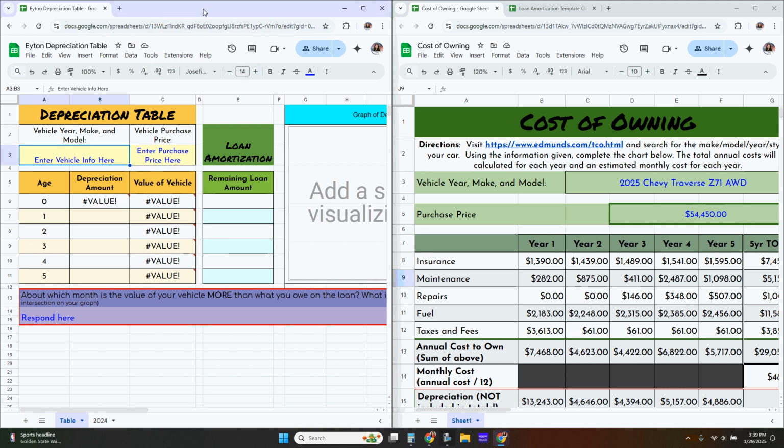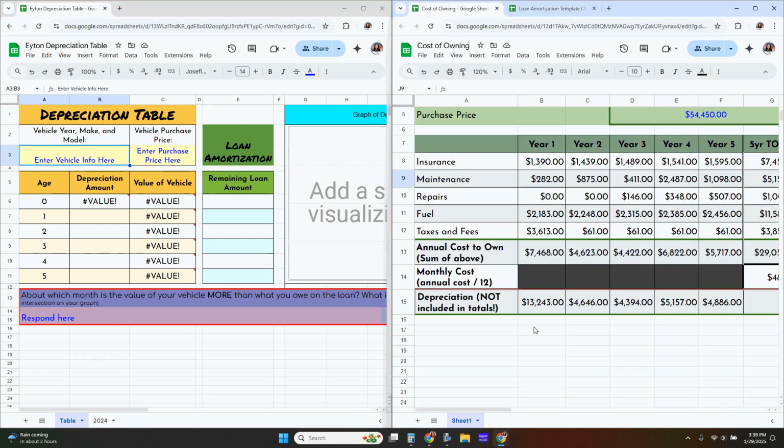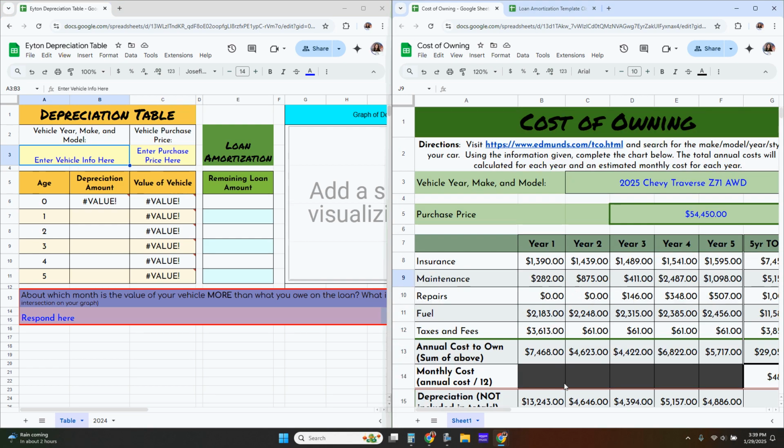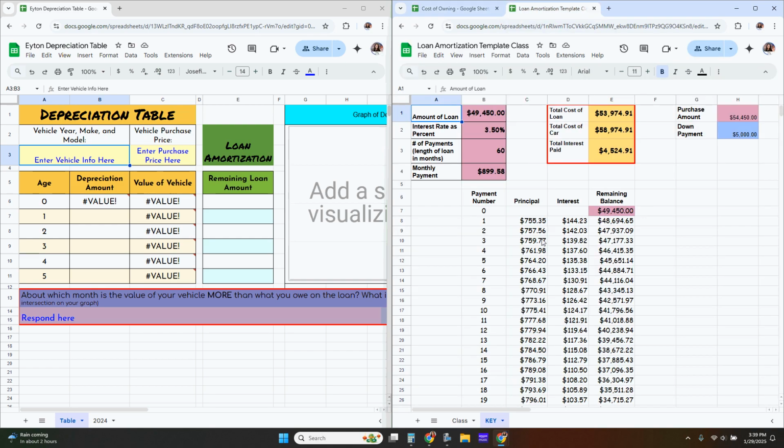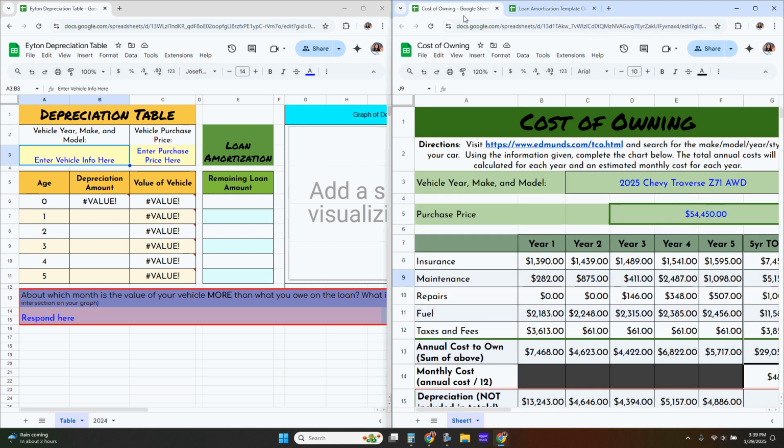This video tutorial is going to go over how to complete the depreciation table assignment. For this assignment, you will need to open up and have available your cost of owning spreadsheet. So here's my cost of owning spreadsheet. And you'll also need your completed loan amortization sheet. So you will want both of those open and available.